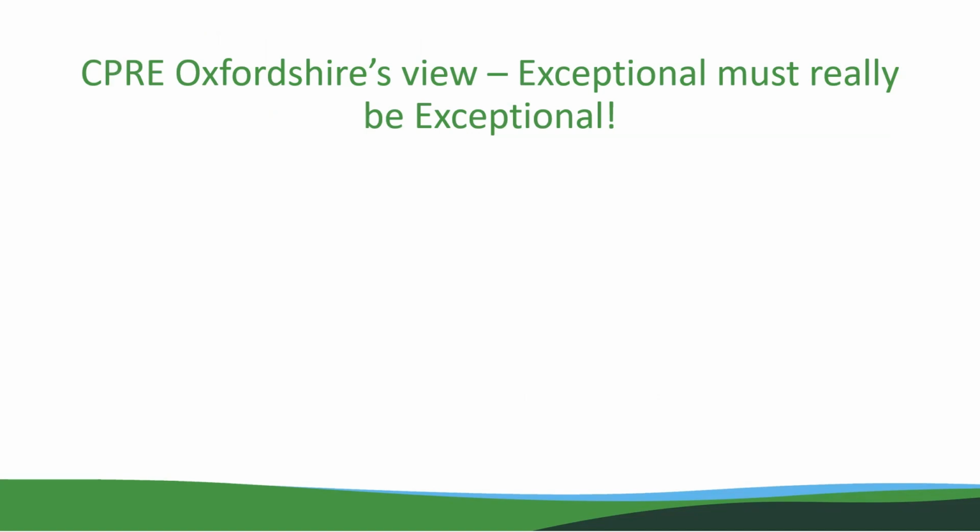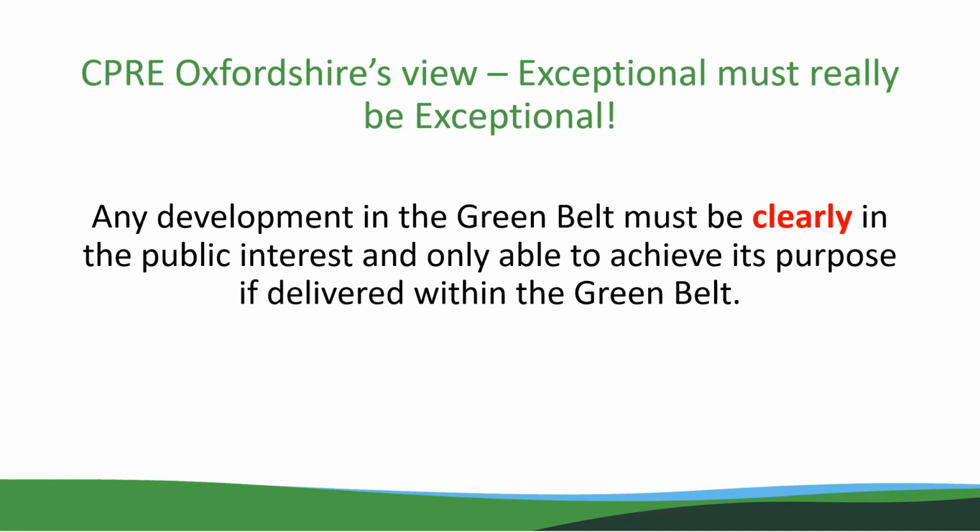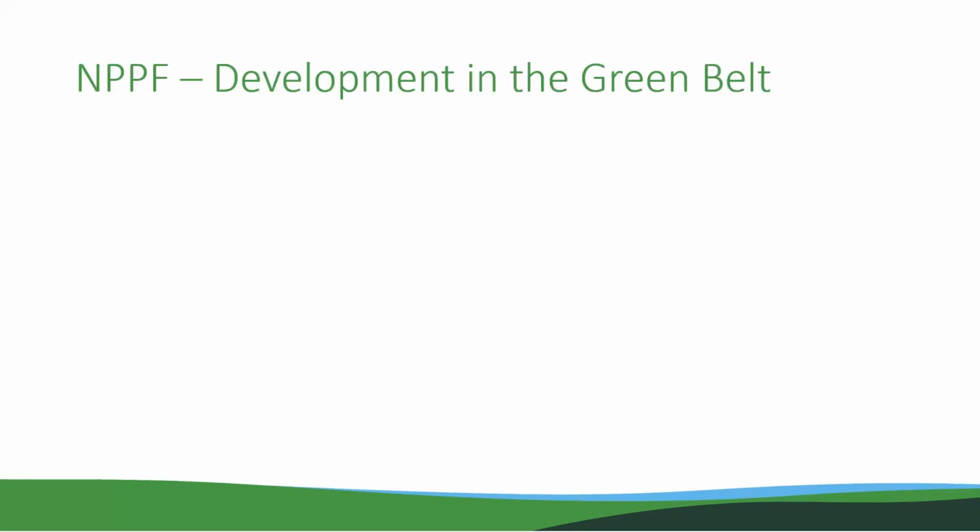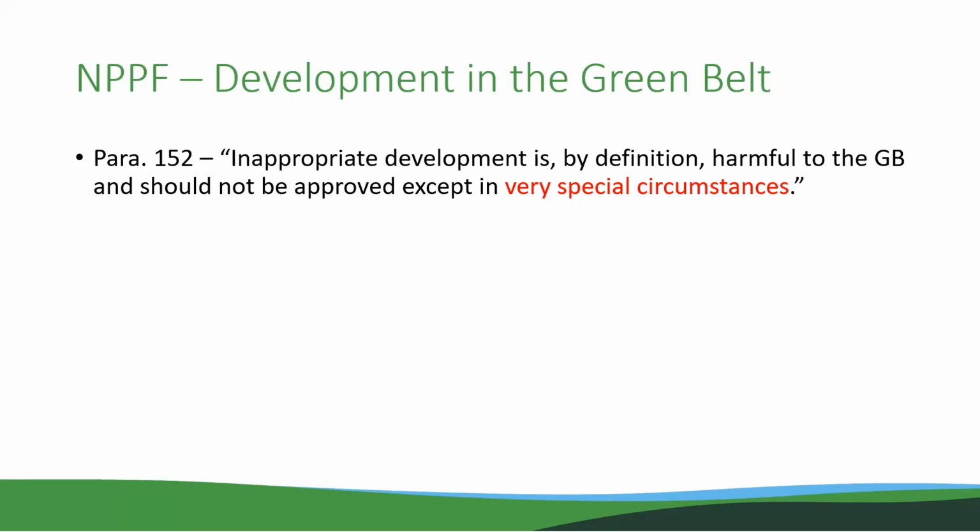CPRE's view is that exceptional must truly be exceptional, by which we mean it must clearly be in the public interest and only able to achieve its purpose if delivered within the Green Belt. The next sections of policies, 152 to 156, refer to assessing a planning application in the Green Belt. And I'm going to highlight in red what I consider to be the important terms in these policies. 152 states, inappropriate development is by definition harmful to the Green Belt and should not be approved except in very special circumstances.